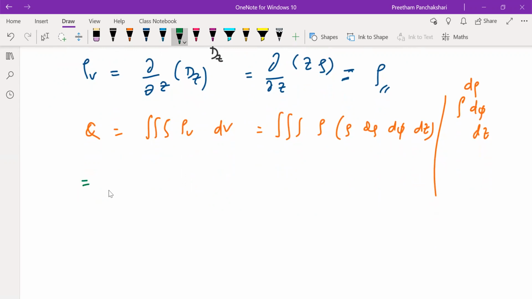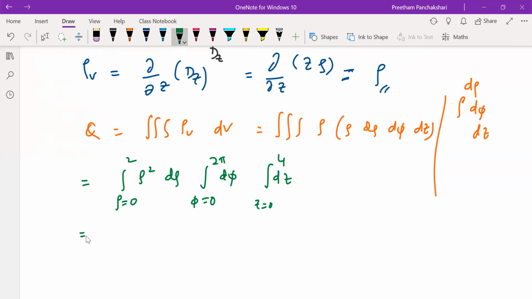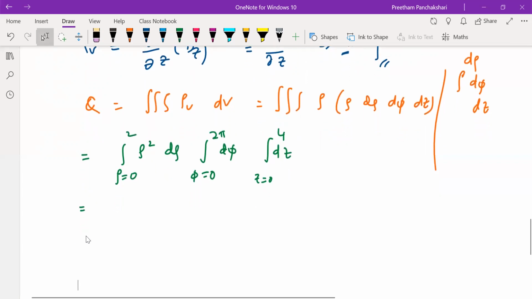So we have three integrals. First integral for rho square d rho. Second integral is d phi. Third one is dz. The limits are 0 to 4, given in the problem. Phi, we know that 0 to 2 pi for complete sphere, sorry, complete cylinder. Rho is 0 to 2. Simple integration.